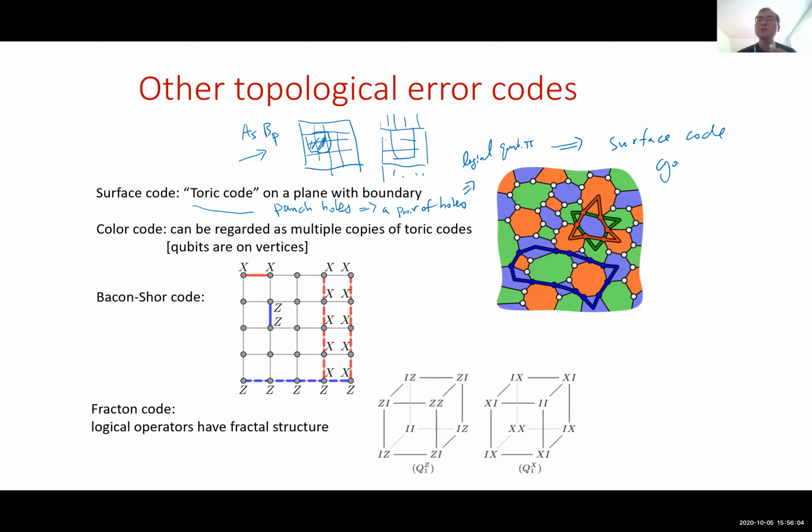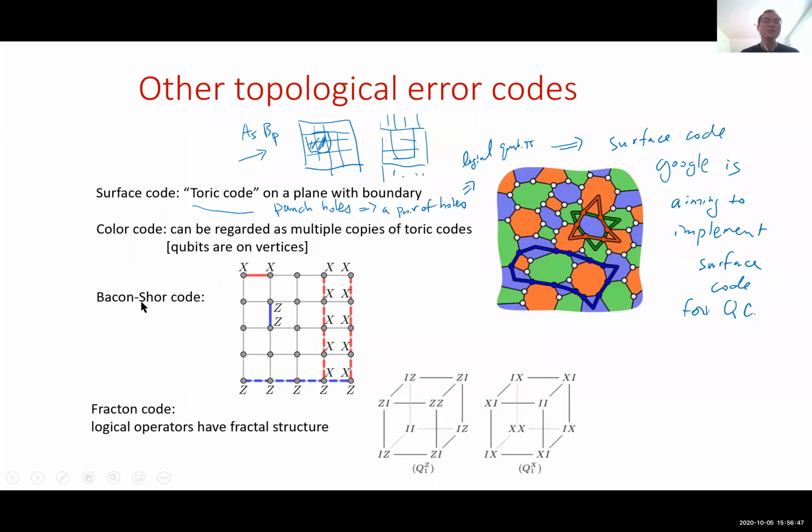Google is aiming to implement surface code for quantum computation. Maybe one day you will hear the news if they succeed. There's also other topological code, for example, the color code. I don't want to talk about the details, but the qubits in this case are lying on the vertices, and the different colors represent different stabilizer colors.